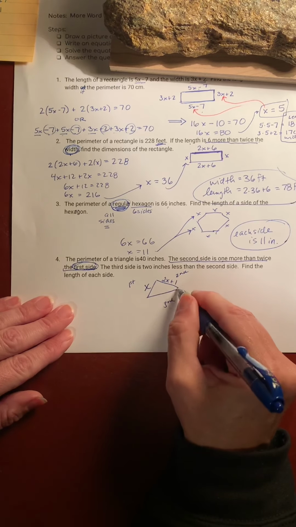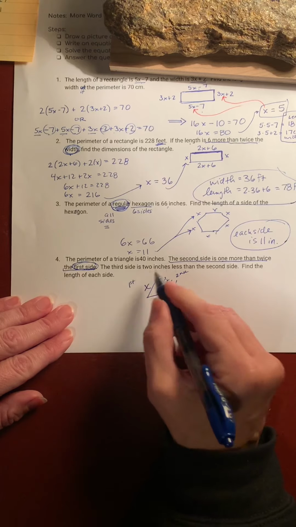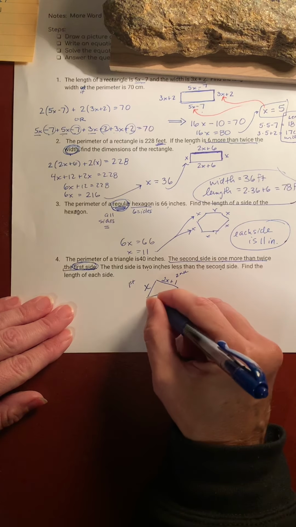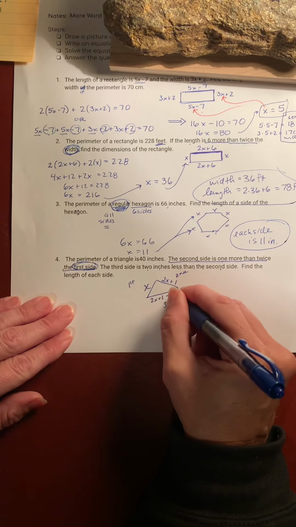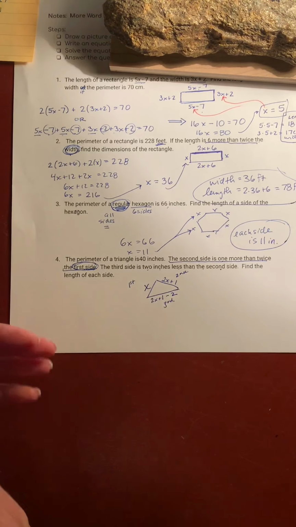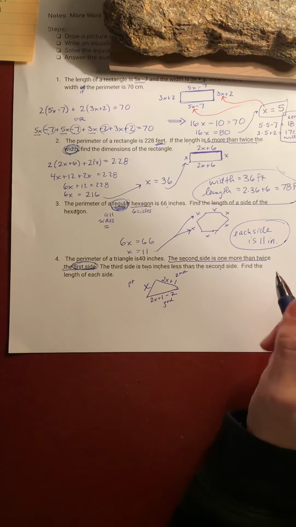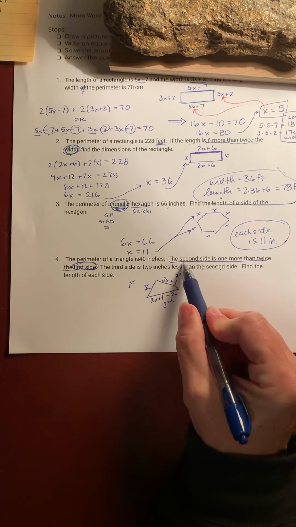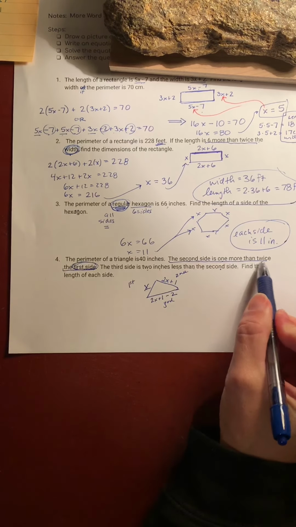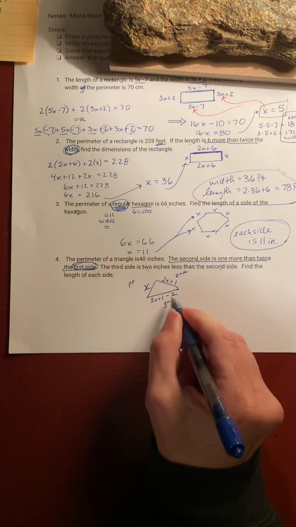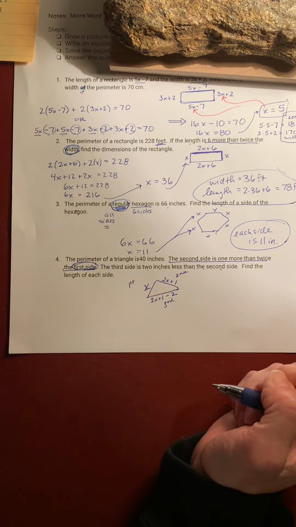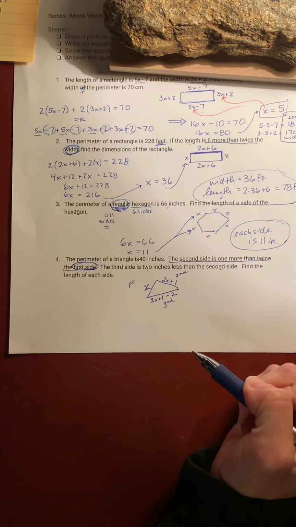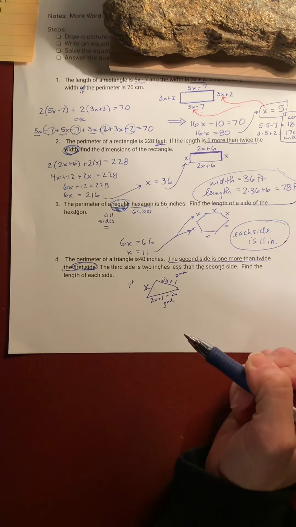Now the third side is going to be a little different. The third side is 2 inches less than the second side. So it's the second side minus 2. See how that works? I don't pick another variable or anything else. I base the second side on the first side because it says the second side is 1 more than twice the first. And I base the third side on the second because it says the third side is 2 inches less than the second, so the second side minus 2. Now all 3 sides are labeled.